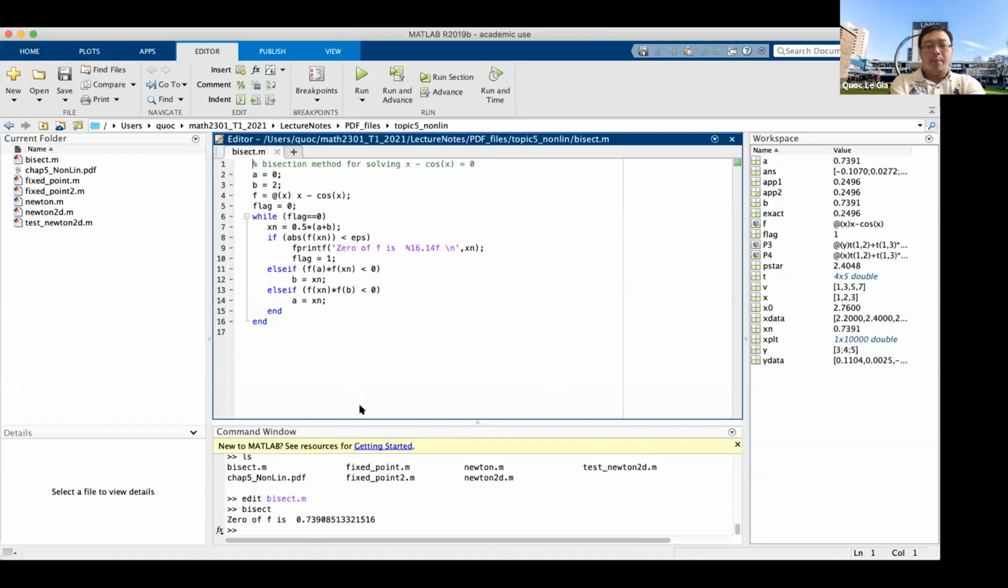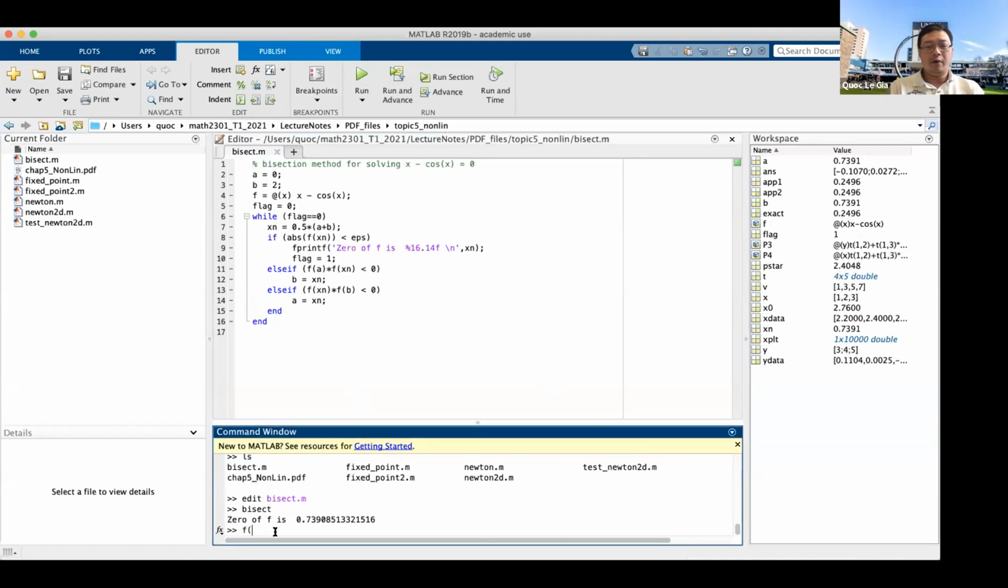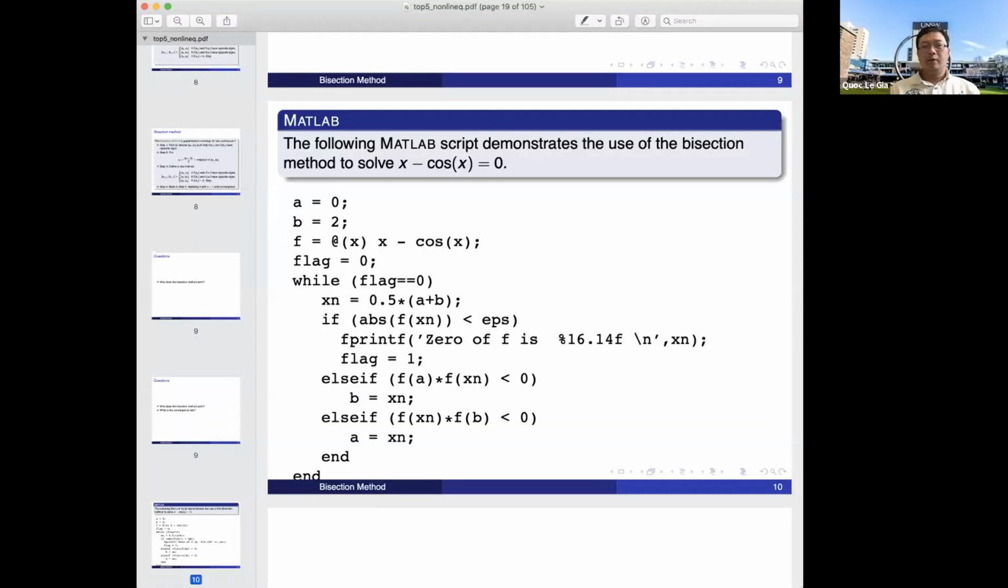And you see, so the 0 of f is 0.73 something. So you can check that. So f of xn is 0, you see? So, and say this one, x equals cosine x, you cannot solve it by a formula. It's not easy, right? Okay, so now that is the bisection method. So any question? So far so good, right?